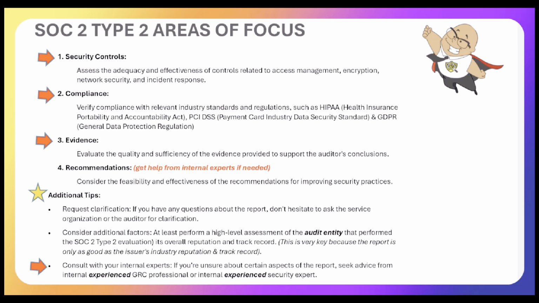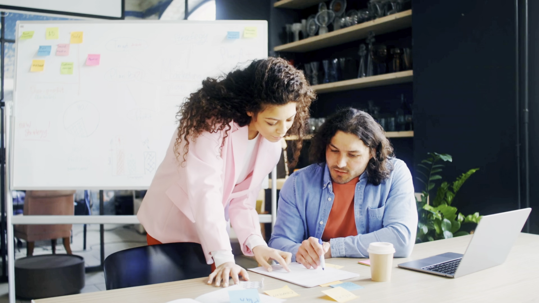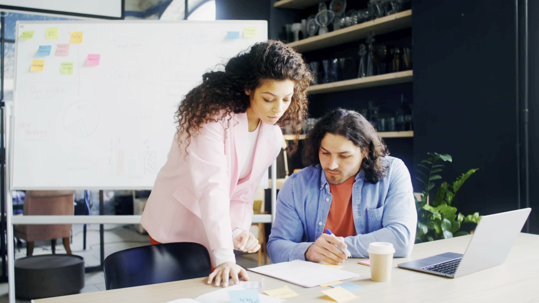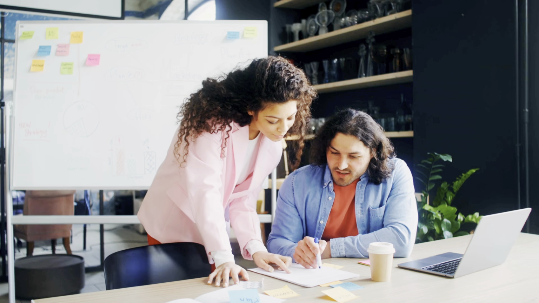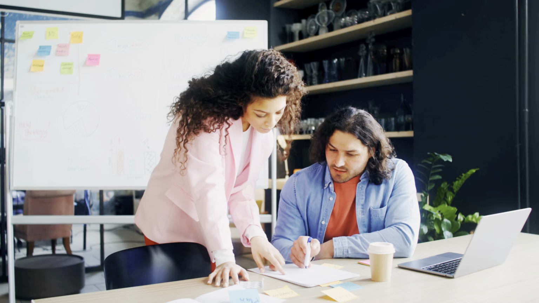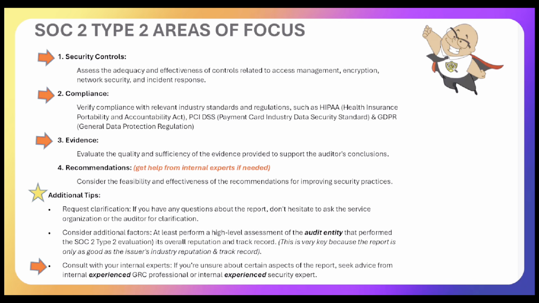Also, the recommendations: as I mentioned before, get help from internal experts. If you need to have things explained to you so you understand them, make sure that you meet with these internal experts and that they explain everything to you in language that you can easily understand, so you can articulate that to management. Any additional tips here? Basically, you request clarification if you're unsure about anything. As I mentioned, ask internal experts, and make sure that you get clarification on everything that you're looking at.